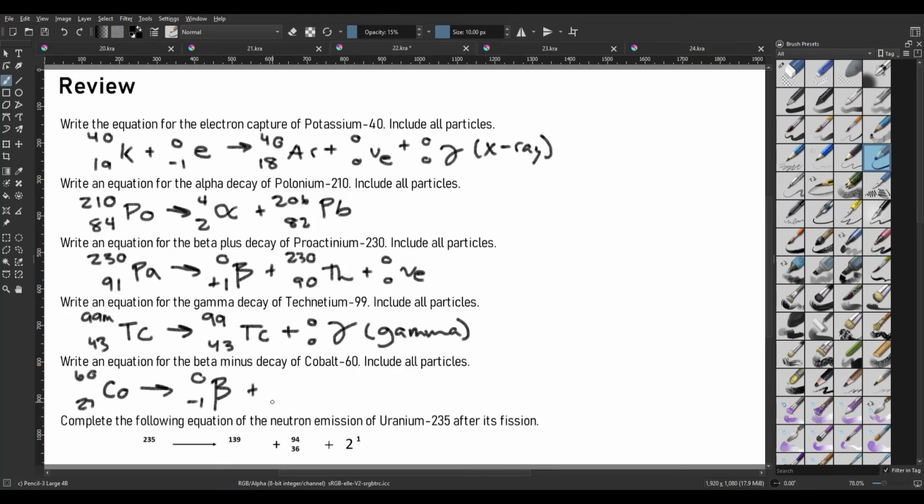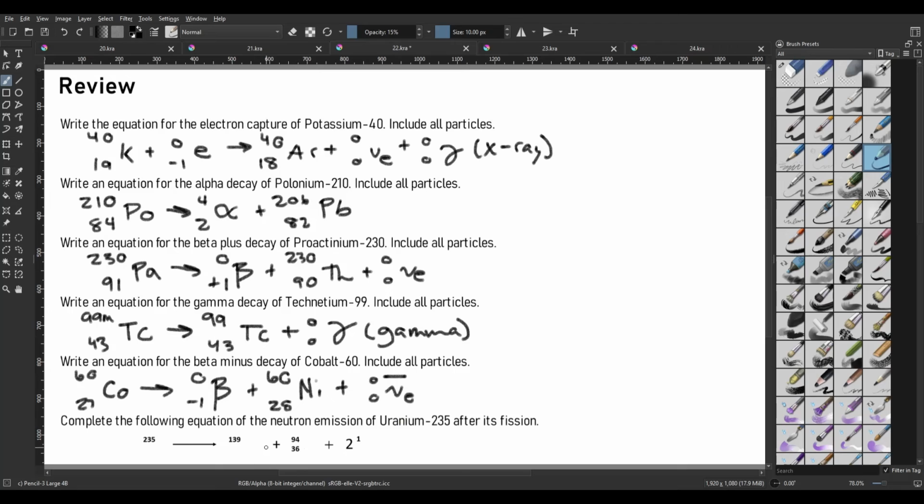I'm going to add that this has to be 60 over 28, and the element right next to cobalt is going to be nickel, so Ni for 28, and then we have to add an electron antineutrino, so 0, 0, ν with a bar over it. And that is that one.